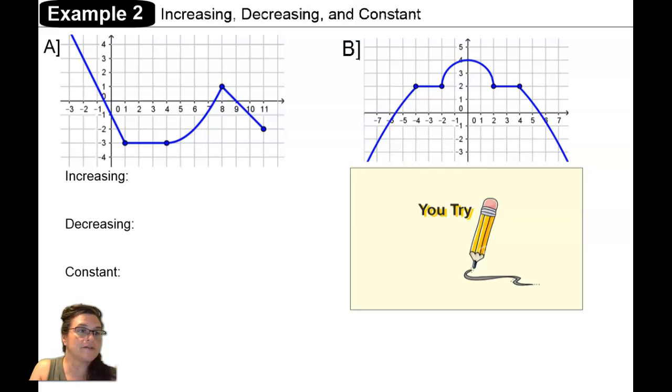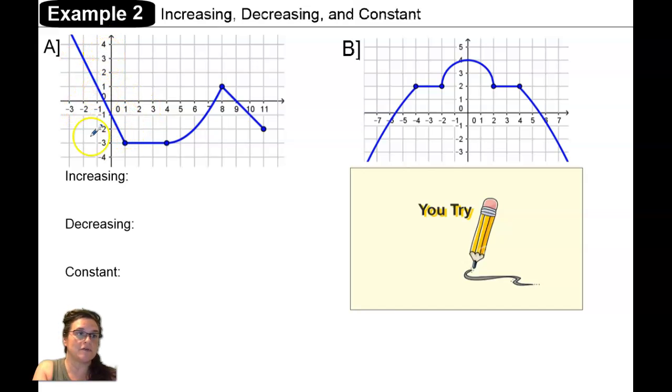Hey, so welcome back to our notes on increasing, decreasing, and constant intervals. In example 2, we're looking at the intervals where two piecewise functions are increasing, decreasing, and constant. Remembering that these intervals are the x values over which the y values are changing.